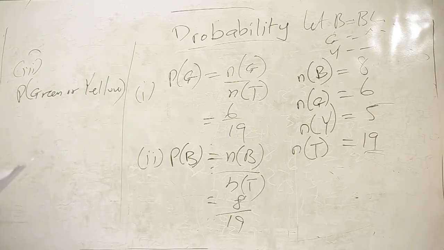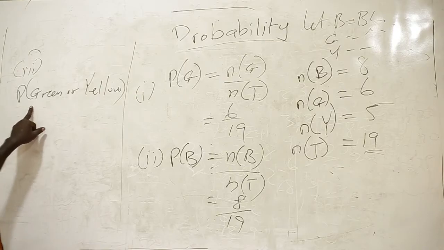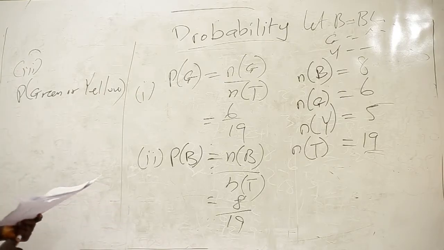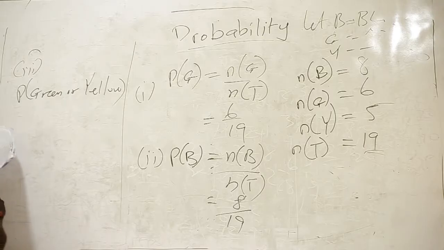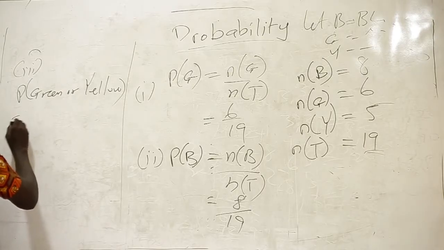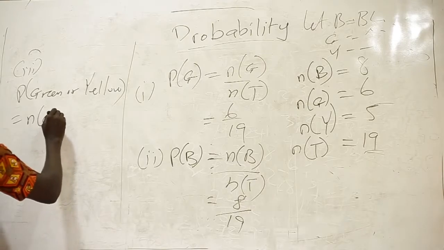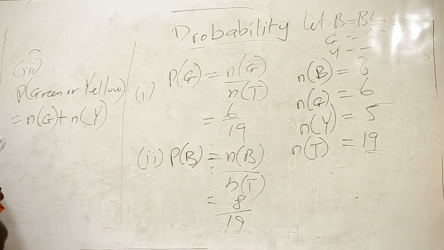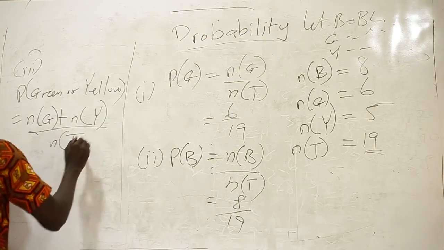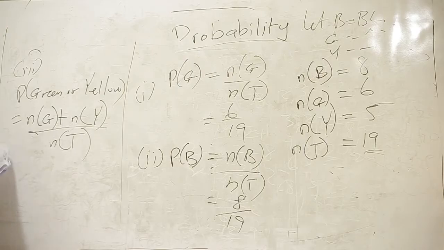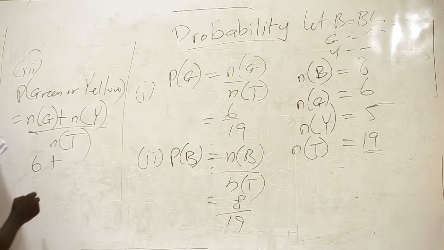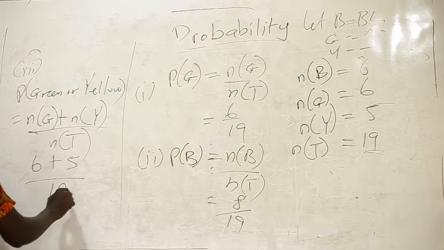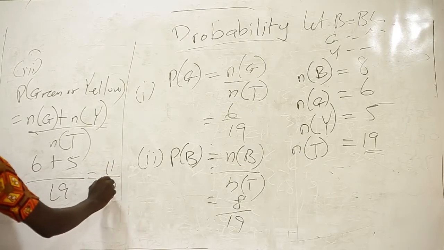There are certain aspects I didn't give you in the introductory aspect, but as we progress, I will let you know. For example, in probability, when you see "or", it means plus. So over here we have two ways of solving this. It is going to be N green plus N yellow, number of green plus number of yellow, all over number total. Exactly. What's the number of green? Number of green is 6, plus number of yellow is 5, all over 19. So that will be 11 over 19.